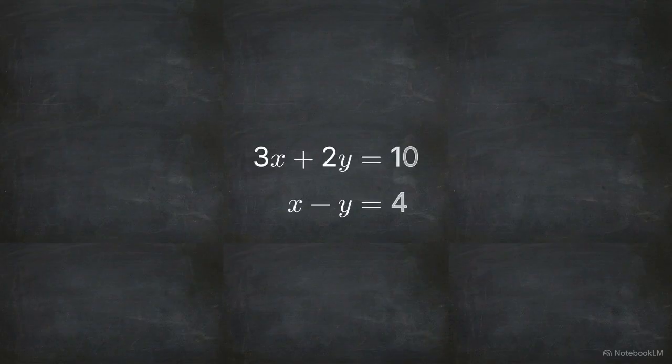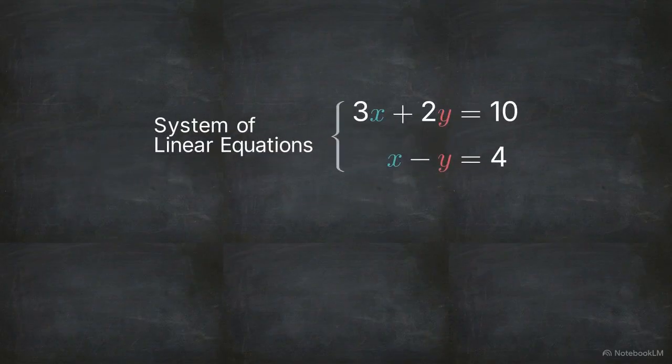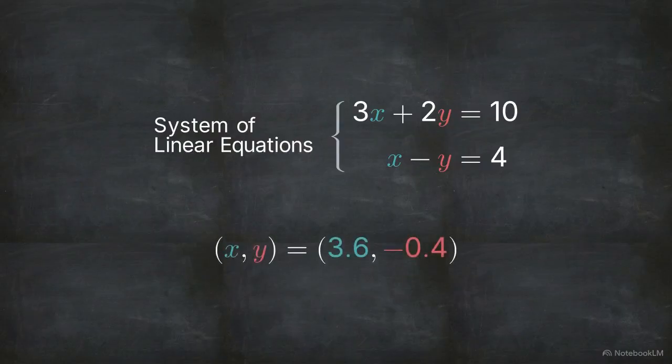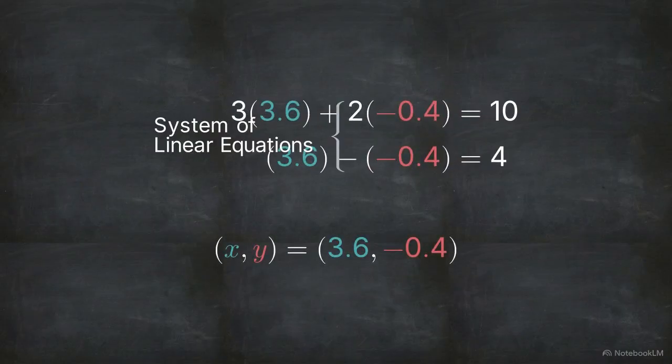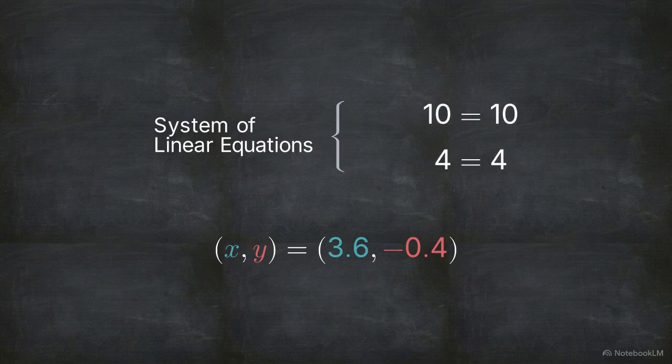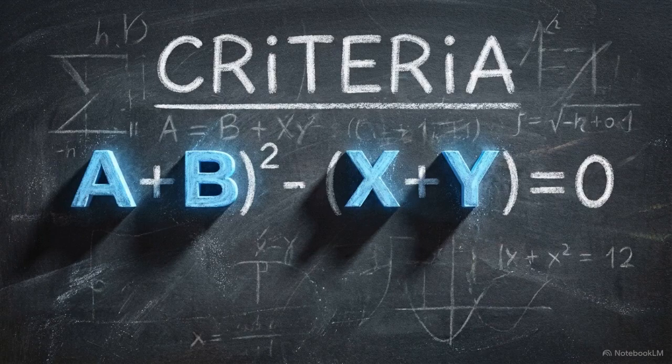A system of linear equations is a collection of two or more equations that involve the exact same variables. The goal is to find a simple set of variable values, like x and y, that satisfies every equation in the system simultaneously. For an equation to be linear, it must follow strict rules. First, variables can only exist to the first power. This diagram shows a valid linear equation: 2x plus 3y equals 5.